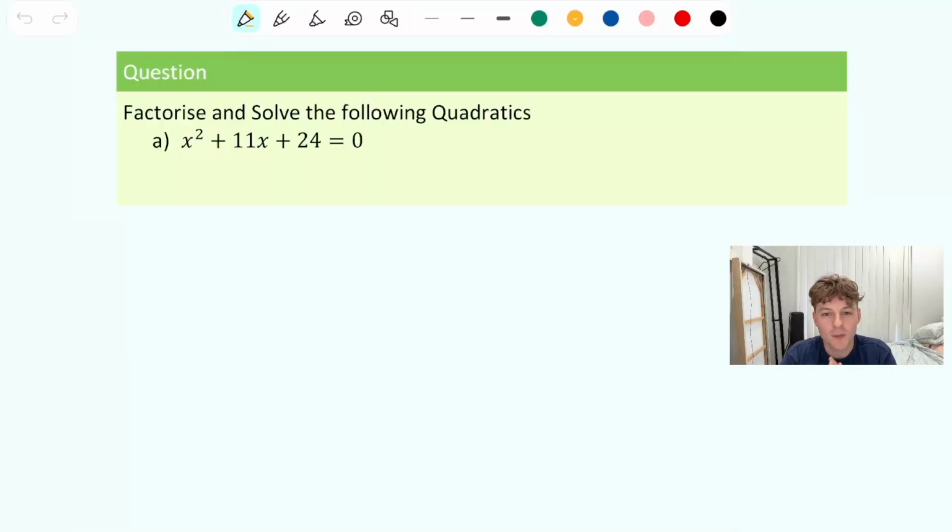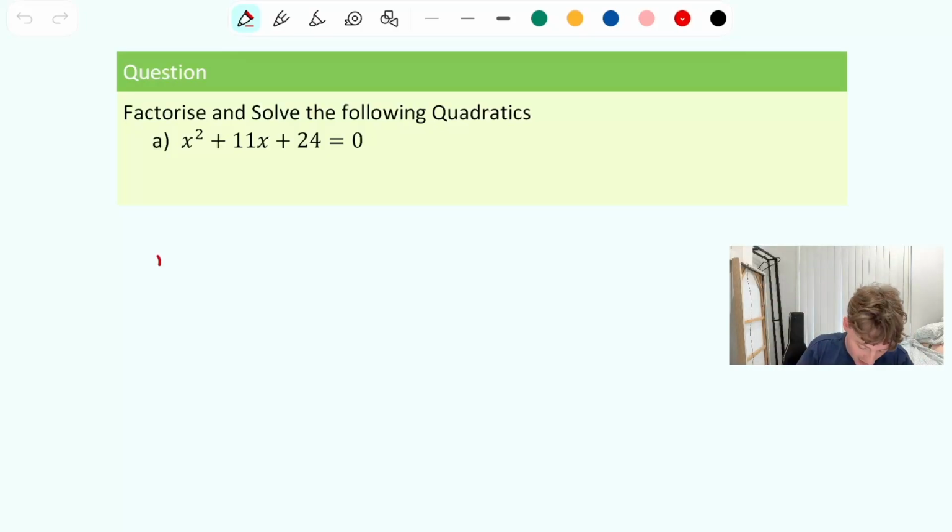Hello everyone and welcome back to one of the most important algebraic concepts slash topics in maths, that is factorizing and solving quadratic equations. This comes up literally everywhere and it starts at about year 9, year 10, it works all the way through to the end of high school. So let's get into it.